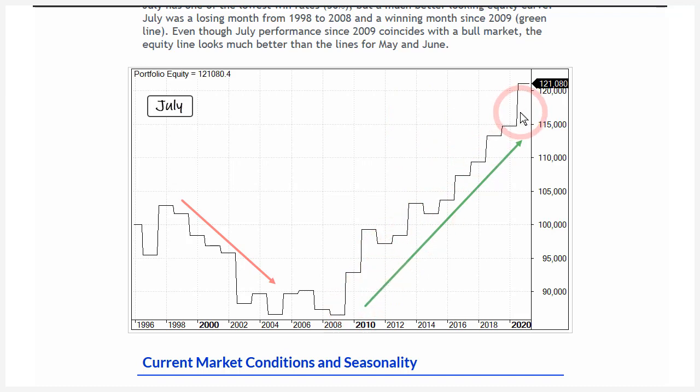And then we're going to hit August, and August is a pretty weak month. And you can see that chart, of course, if you subscribe to Trend Investor Pro, because it is shown further below.